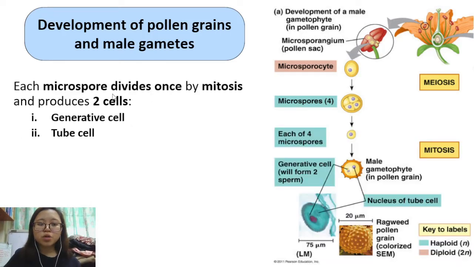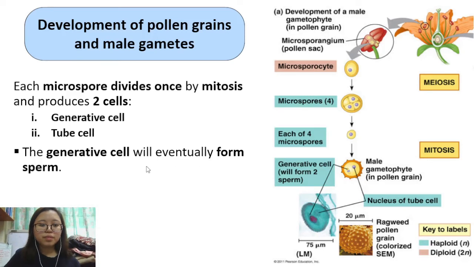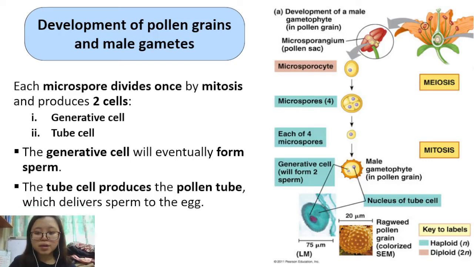Each of these microspores will divide once by mitosis and then produce 2 cells, which are the generative cell and the tube nucleus. So daripada sini, setiap 4 microspore itu, dia akan mitosis dan menjadi pollen grain. And then the generative cell will eventually form the sperm, but it doesn't form now. It doesn't form now, meaning that sekarang dia masih digelar sebagai generative cell. Nanti baru dia akan menjadi sperm.